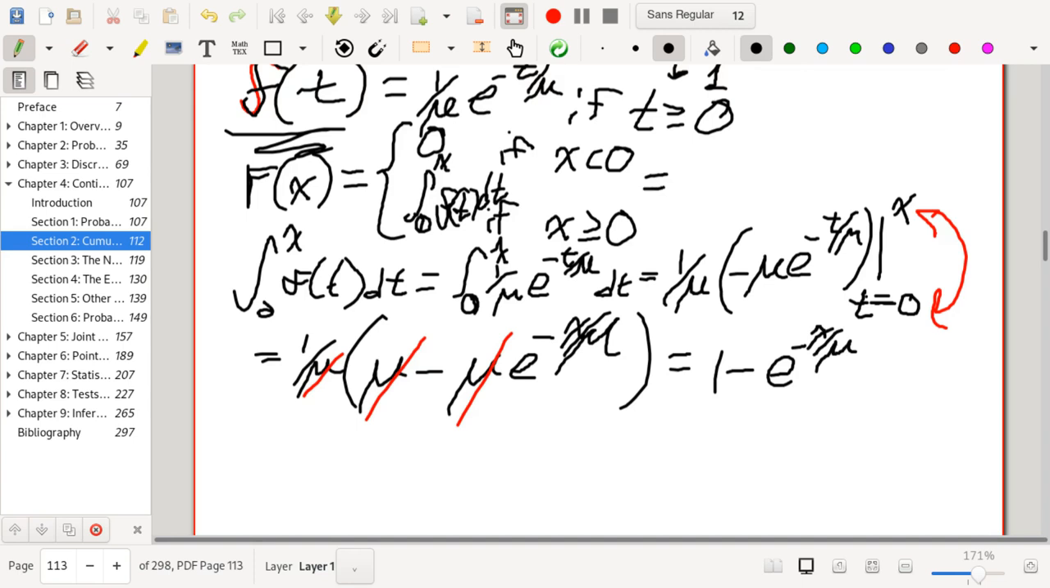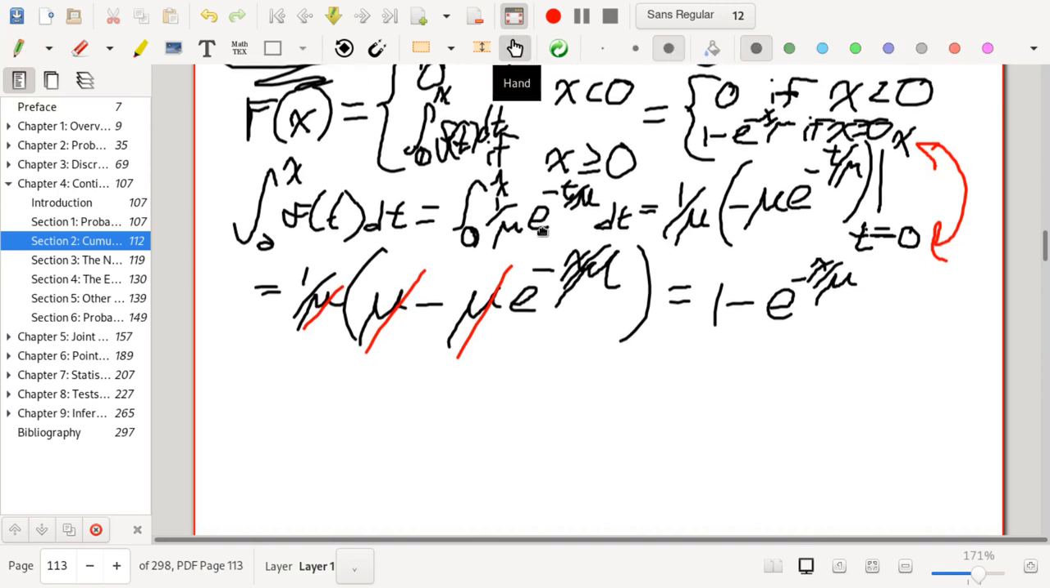Okay, so that means that the CDF will be 0 if x is less than 0, and 1 minus e to the negative x over mu if x is greater than or equal to 0.